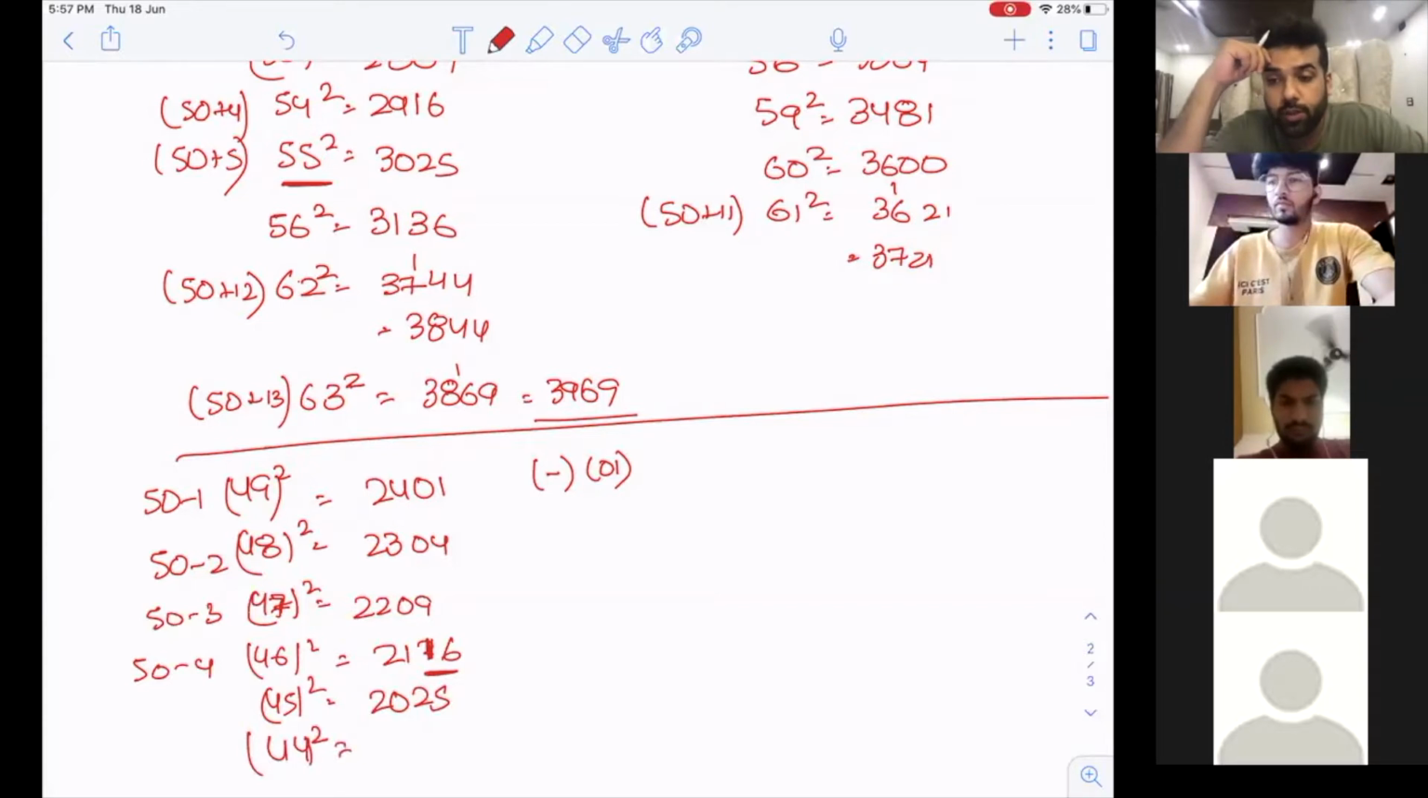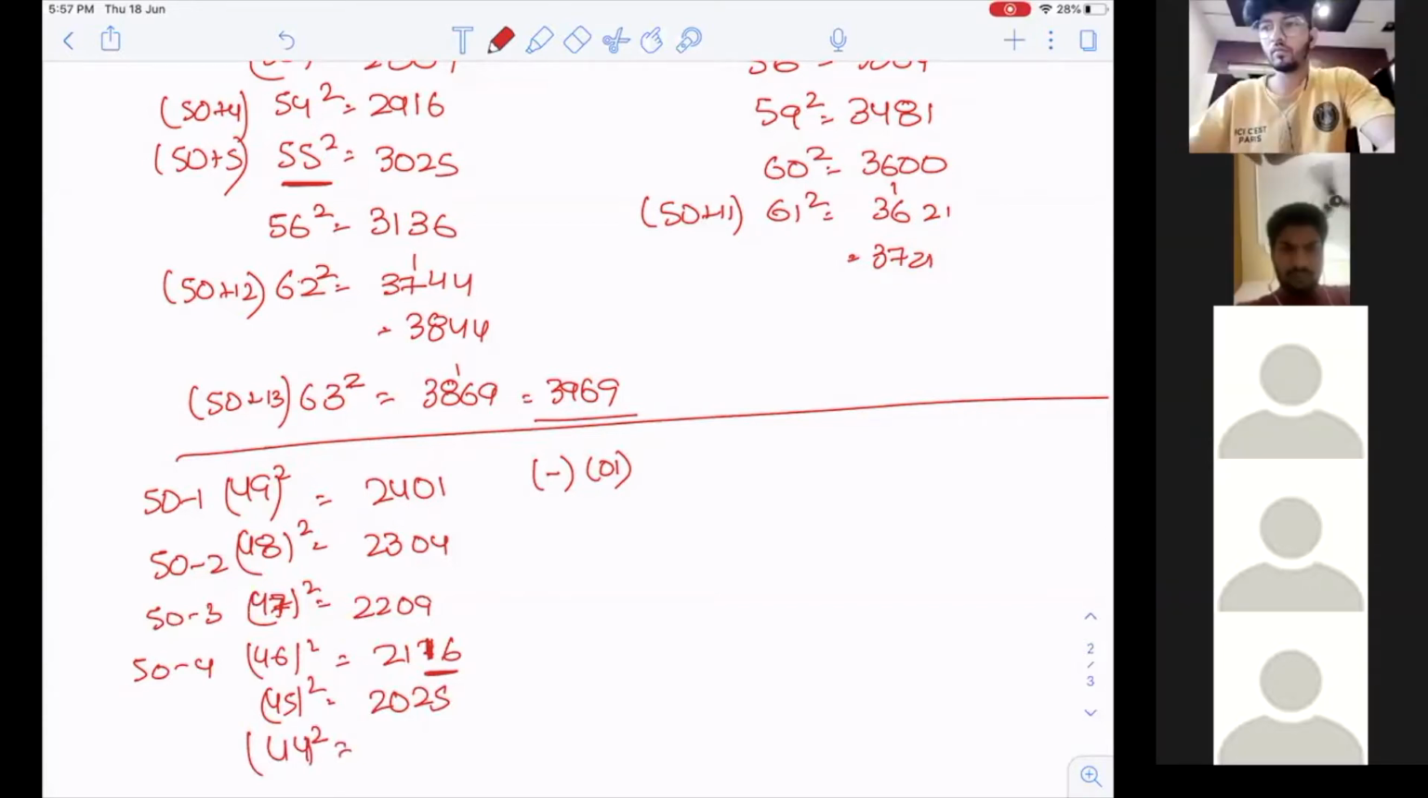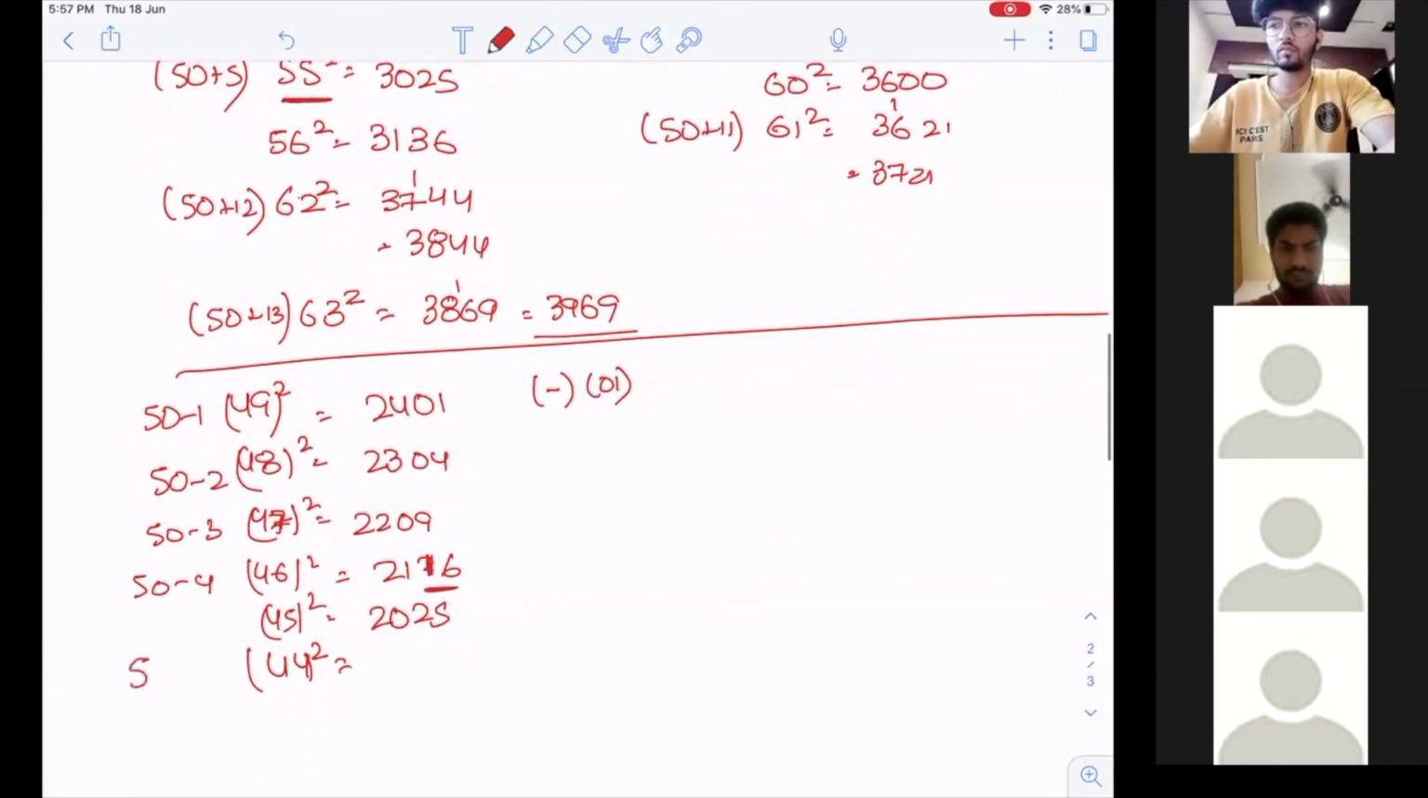What is 44 square? What is the value of 44 square? 1936. Absolutely correct.